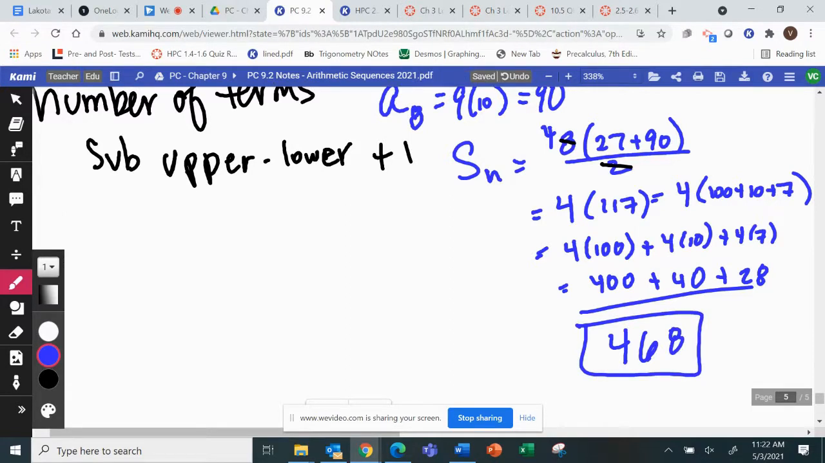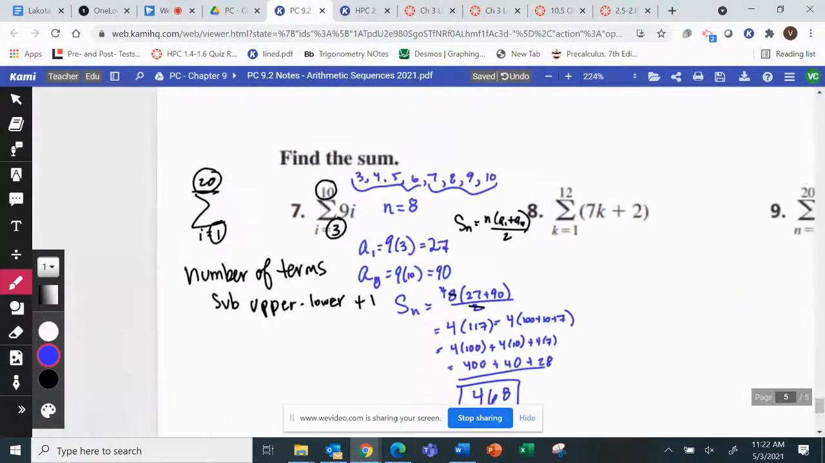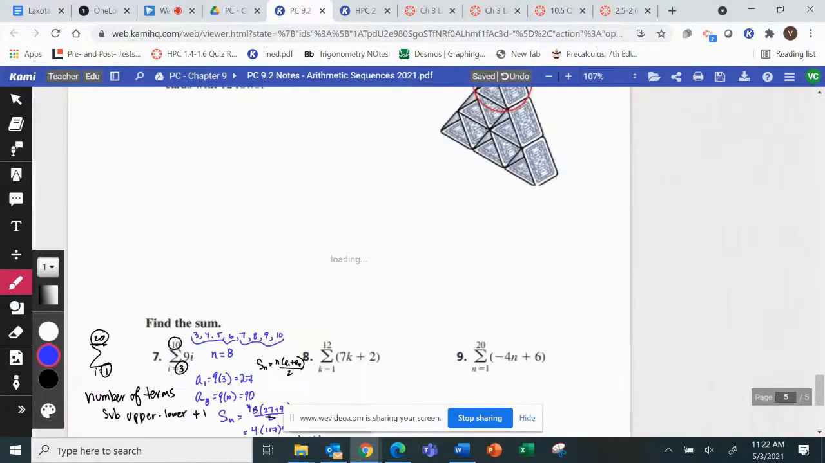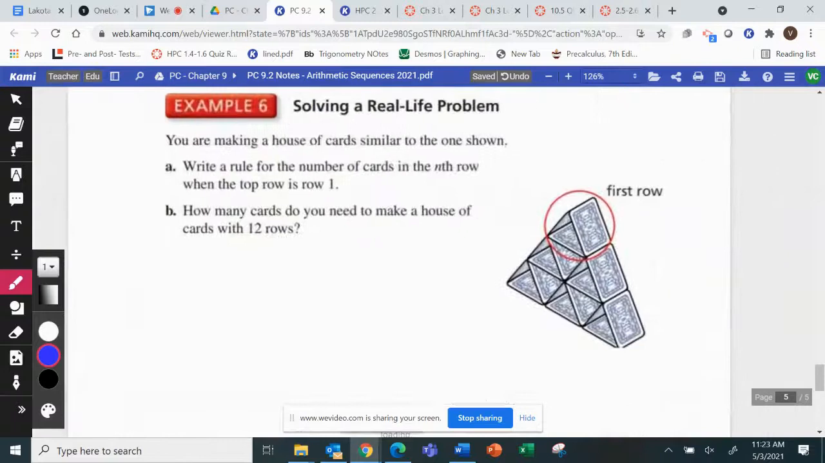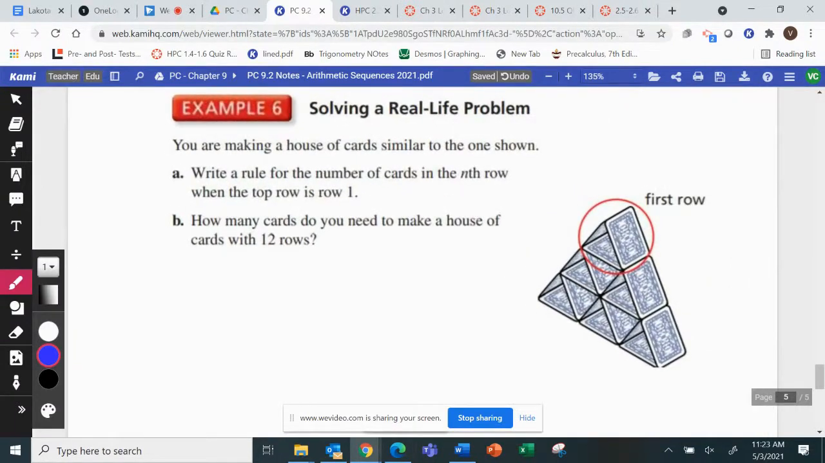Never seen that? It's very helpful if you have to do things by hand. Okay, and then the last stuff that you're going to have would be word problems. So let's look at solving a real life problem. You're making a house of cards similar to the one shown. Has anybody ever done that? I can't do it. I don't have enough patience. Write the rule for the number of cards in the nth row when the top row is row 1.